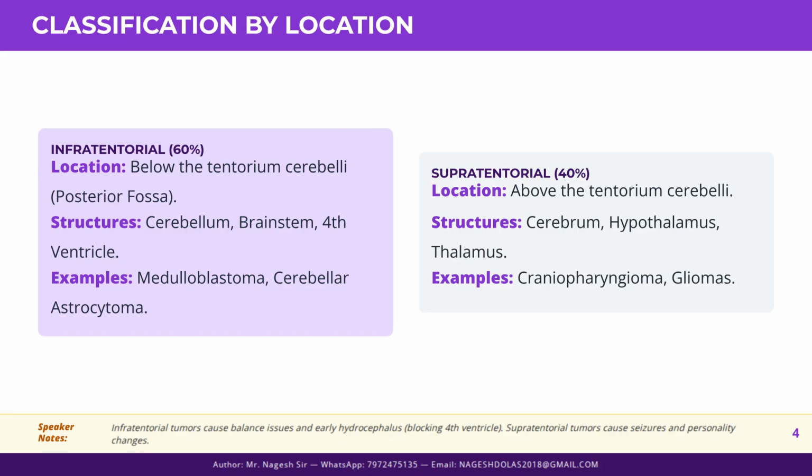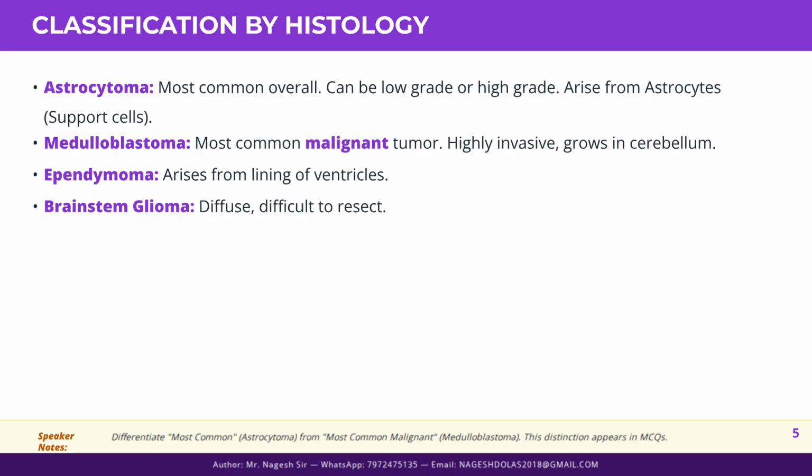Examples include gliomas. Classification by histology includes astrocytoma, the most common overall, which can be low or high grade. Medulloblastoma is the most common malignant tumor. Ependymoma arises from the lining of the ventricles, and brainstem glioma is diffuse and difficult to resect.